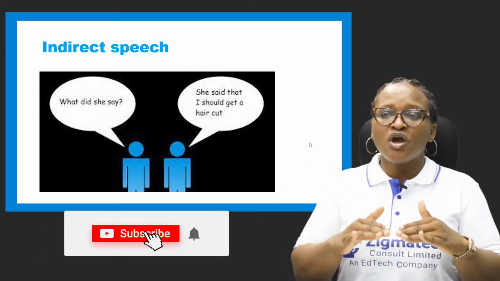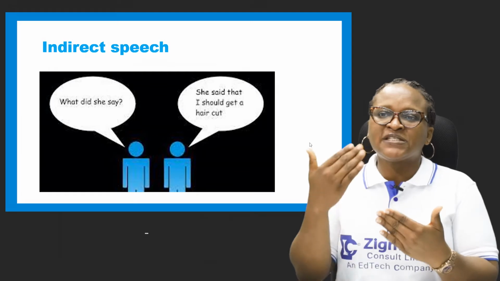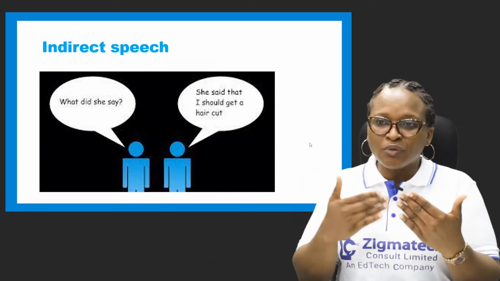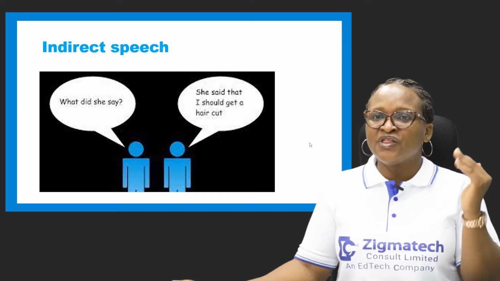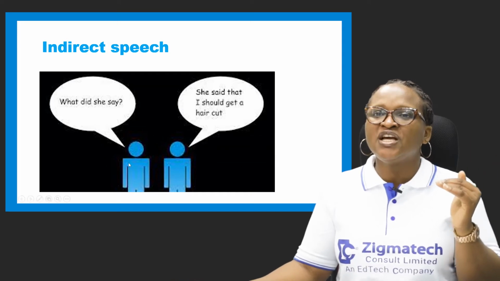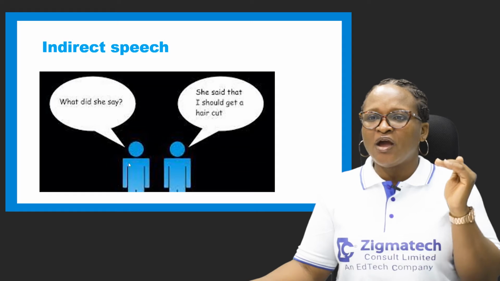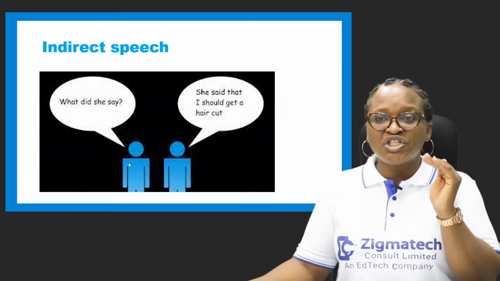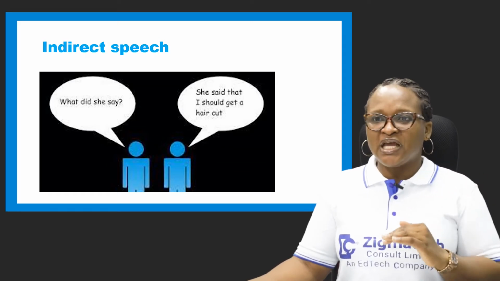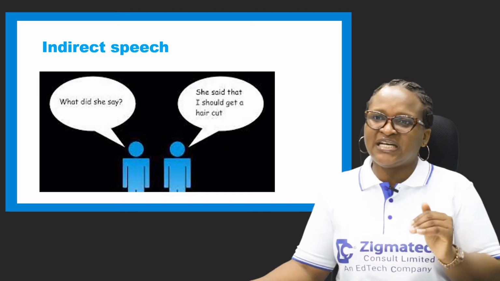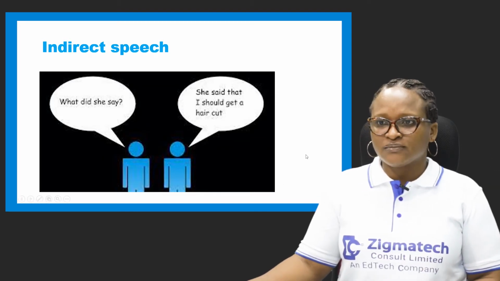Information has not been changed, but what could change is that you have to change certain words, but passing the same meaning. So it is possible that in the direct speech of what did she say, she said she would get a haircut, or I shall get a haircut. That is the direct speech. Now in the indirect speech, she said that she would get a haircut.